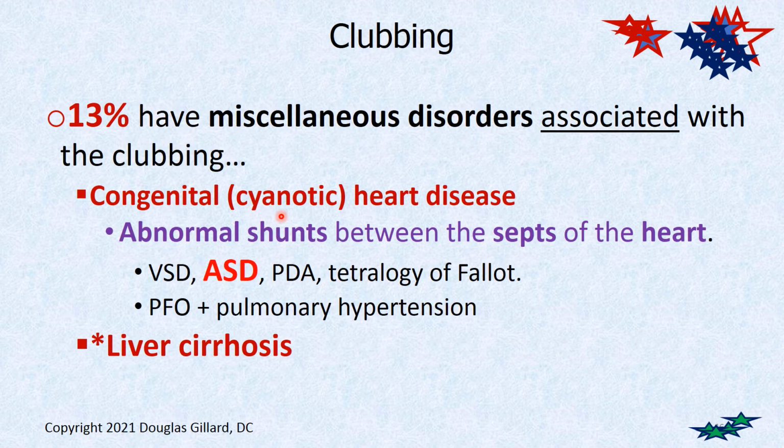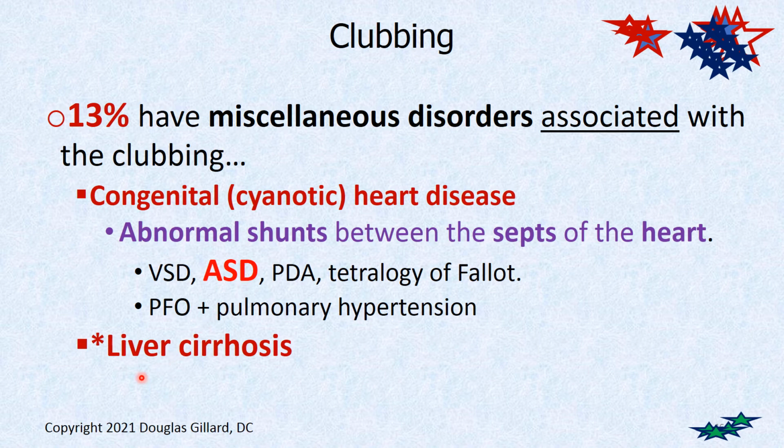13% have a miscellaneous diagnosis as a cause of clubbing. That 13%, we have some categories. Congenital, this is what we're talking about now, right? There's our PFO. But any hole in the heart where you get a right to left shunting of blood, VSD, ASD, PDA, tetralogy of Fallot, we're going to cover all these. We're not going to get through them all in this lecture, but we're working our way that way.